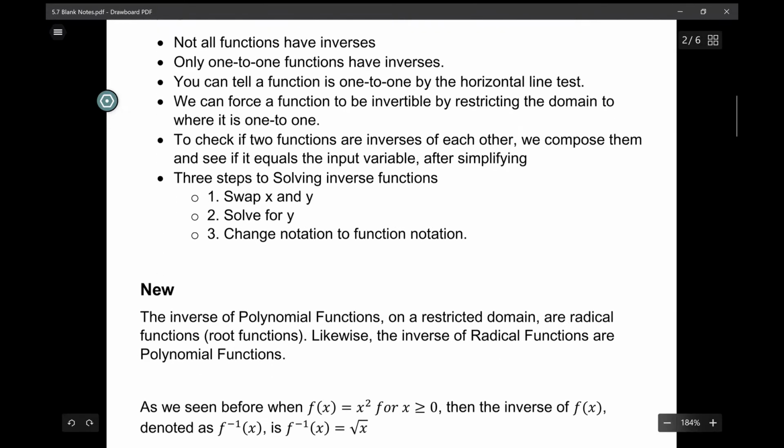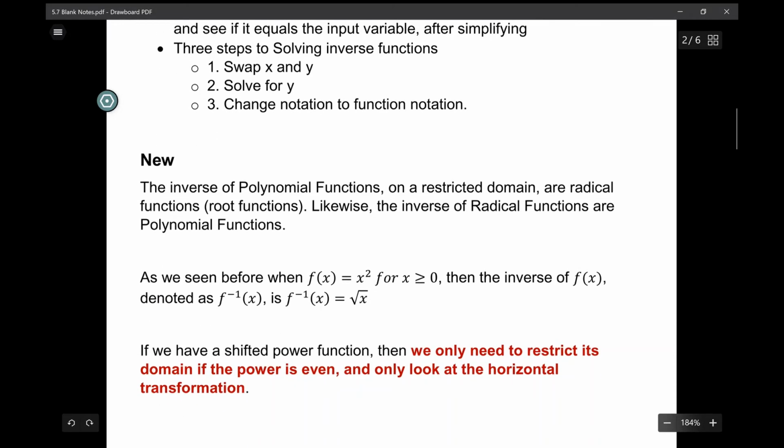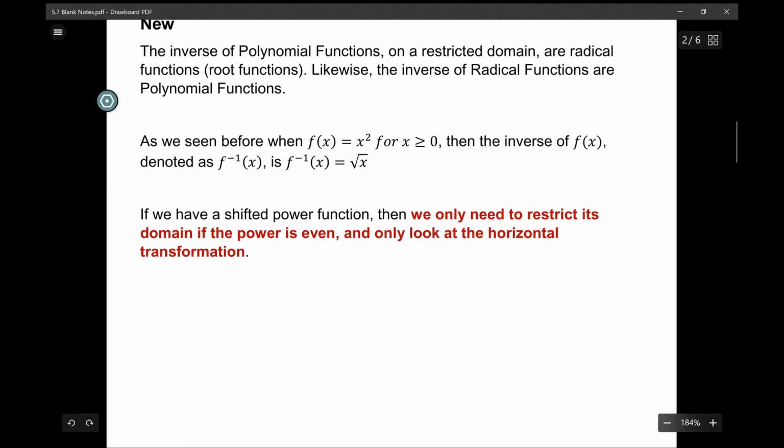All right, the new stuff we're going to talk about today are radical functions. Radical functions are the inverses of polynomials. Much like how when we saw before, we took f of x equals x squared, when we found the inverse of x squared, we got root x for x greater than or equal to 0. Remember, we restricted the domain of x squared, and we found that root x was its inverse function. So if the polynomial has an even power, we're going to need to restrict the domain. And a good way to check is to just look at the graphs. So let's get started with some examples on this.